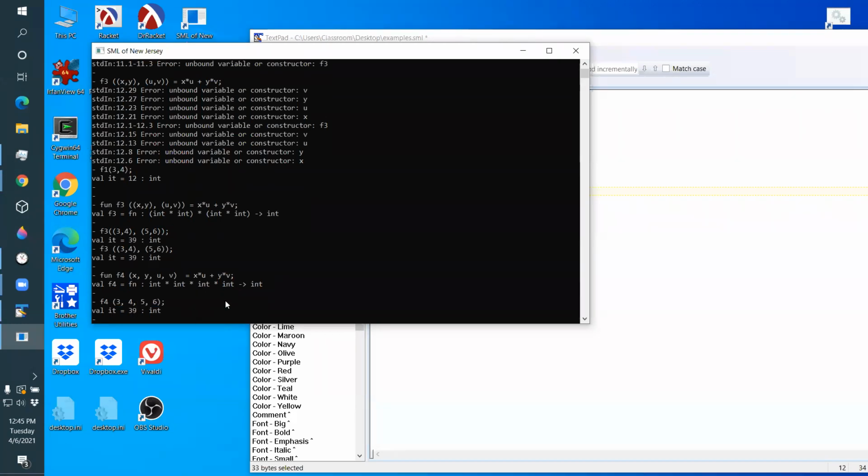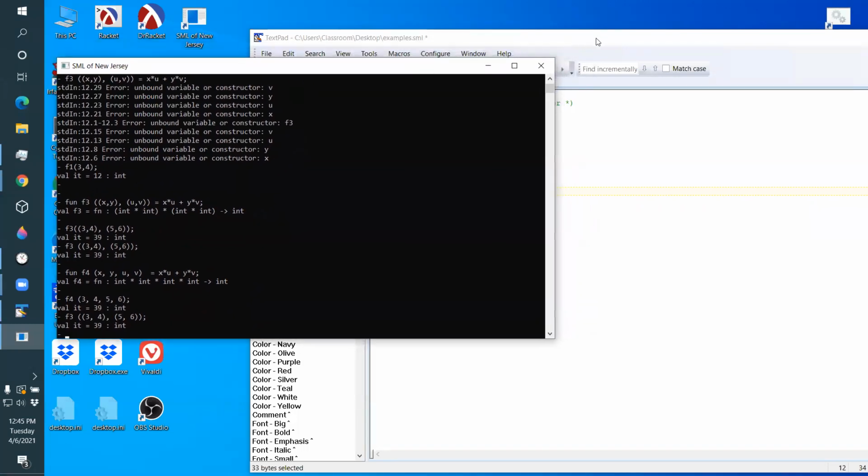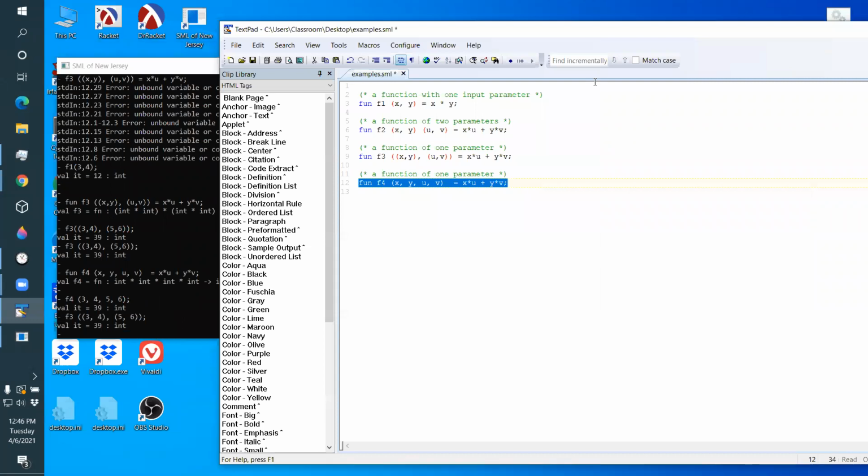Okay, so I get the same result that I get if I called F3 with the tuple 3, 4 and the tuple 5, 6. Notice I just put extra parentheses. This is one input that's two tuples. This is one input that's a quadruple. So I'm not using currying yet. I'm using tuples.